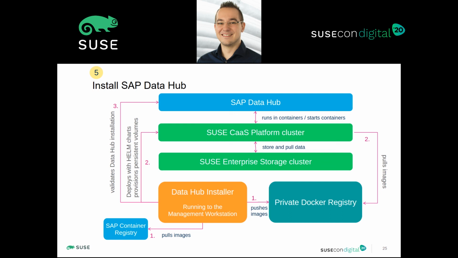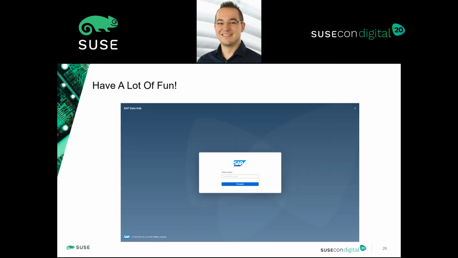In the end, the Data Hub installer would validate the installation of the Data Hub, which runs in containers on the SUSE CaaS Platform, and the CaaS platform will start the containers if needed. And if you store data in the Data Hub or you want to pull data, then you would push that to the SUSE Enterprise Storage. And after all this, you can see the login screen of the SAP Data Hub where you just enter the tenant name first. And as a good old motto of SUSE, at that point you can say, have a lot of fun.